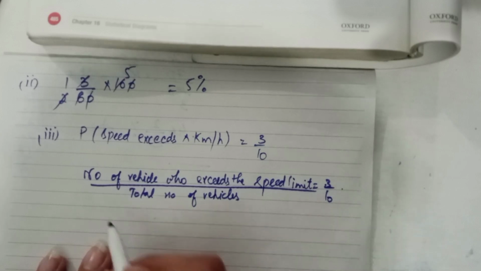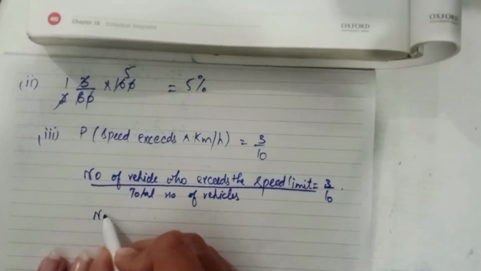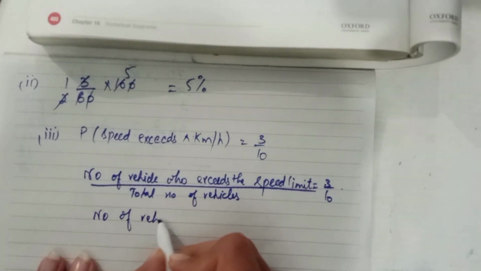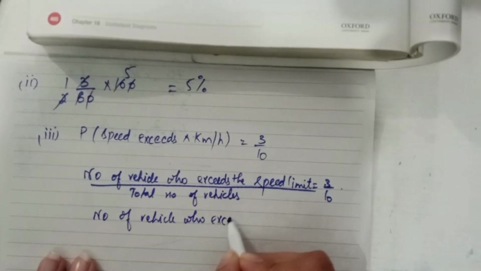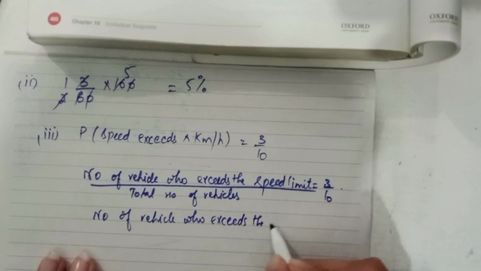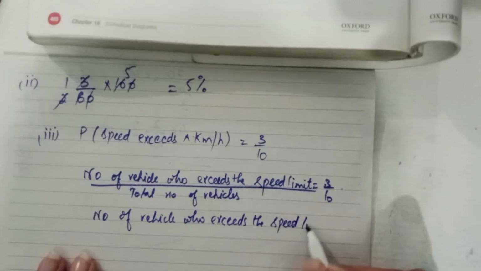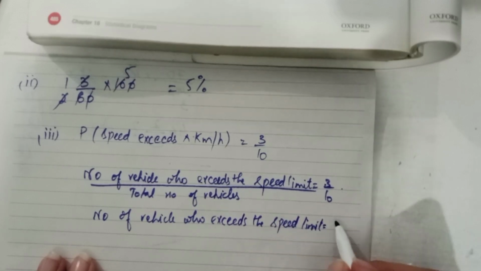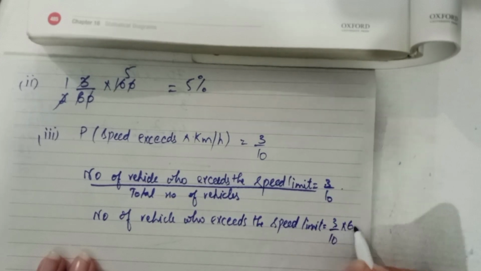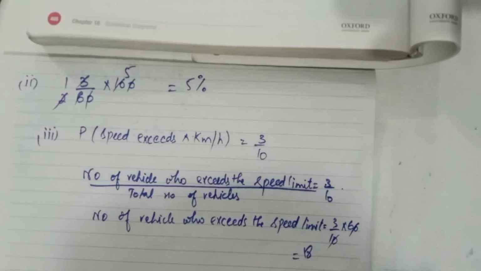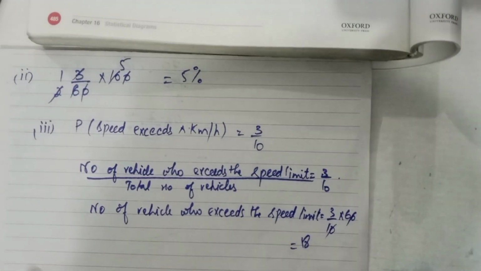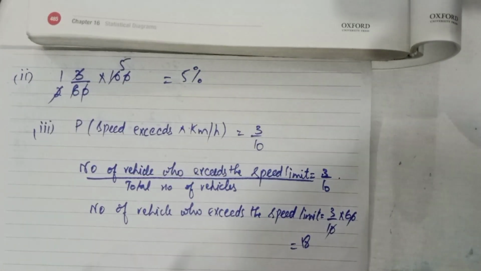The total number of vehicles we know is 60. We have to multiply it, so the number of vehicles who exceed the speed limit is 3/10 multiplied by 60, and we get 18. The number of vehicles who exceed the speed limit is 18.